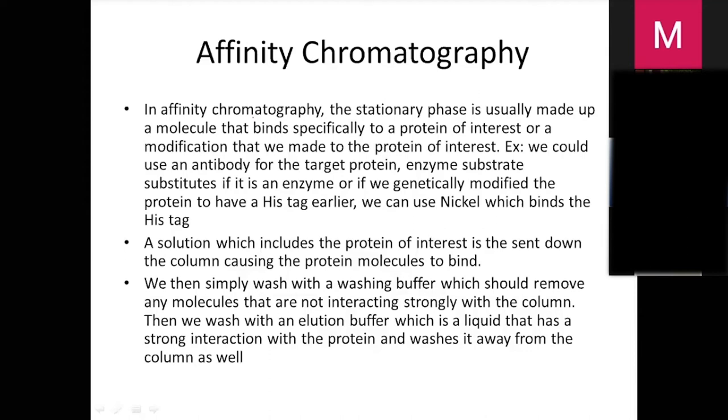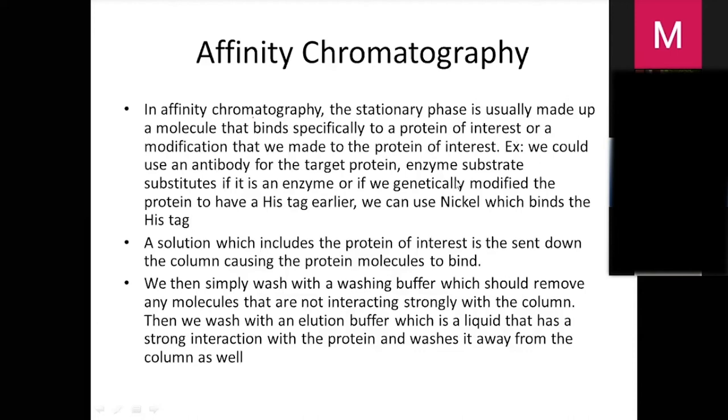Other ways we could do this: enzymes bind very well to their substrates, or substrate substitutes in this case, because we don't want a reaction going off. So a competitive inhibitor to an enzyme would be good. It's very specific as well. Or we can genetically modify a protein, if we put it into a bacterial plasmid, to have a His tag. His is one of the amino acids, and if you have six histidines in a row, it's called a histidine tag. We can use nickel. Nickel binds very well to the His tag, so when a protein that has a His tag goes on the column, it'll stick to the nickel because it has a very strong interaction.